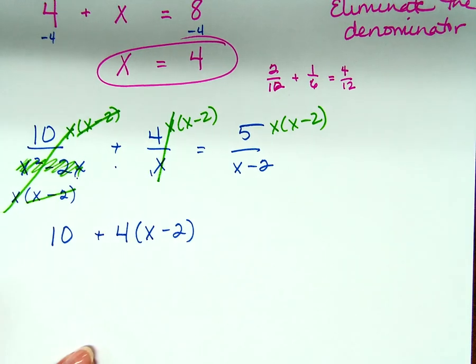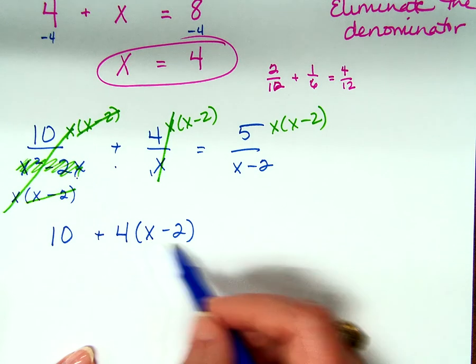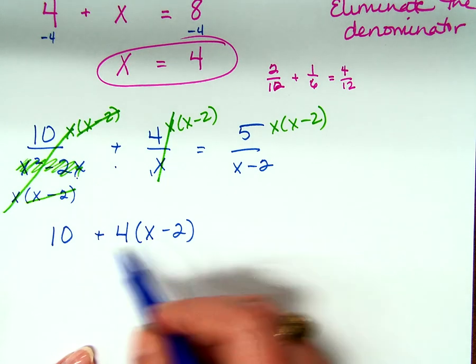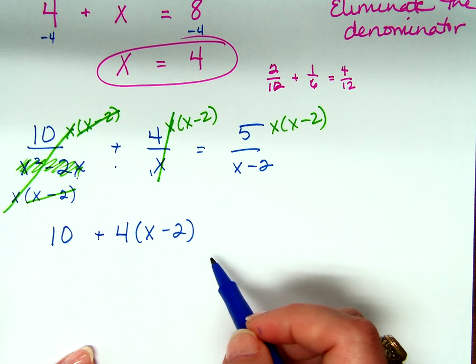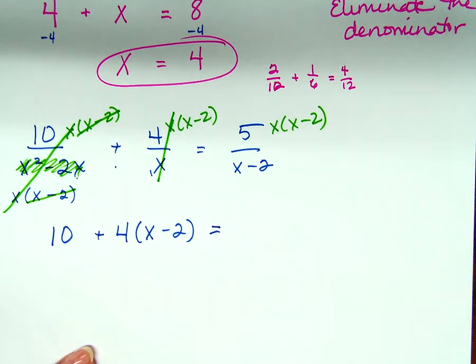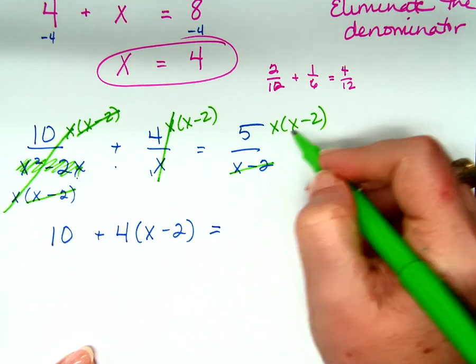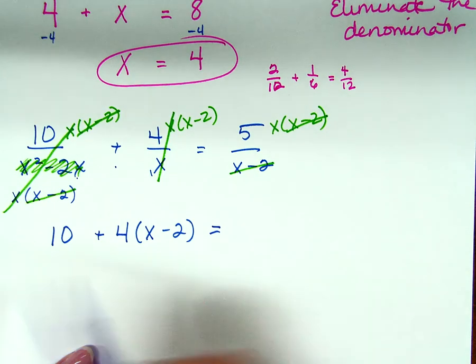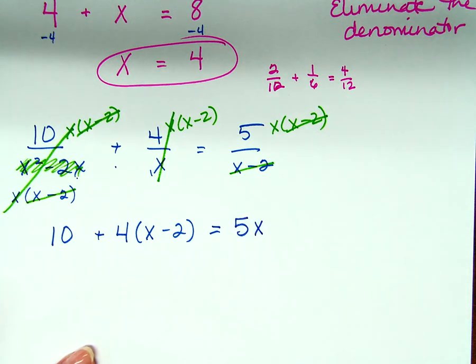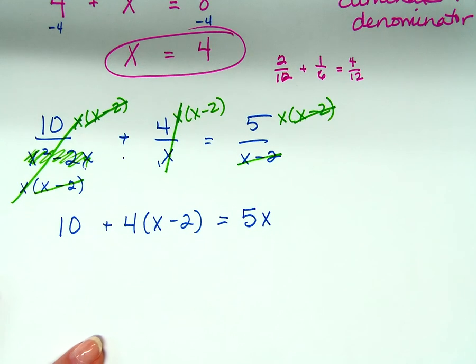And remember I told you I'm not skipping steps. This is a step that some of you can skip if you want. You can go ahead and multiply this out in that step. I'm just not going to today. Okay? And then what happens here? x minus 2 simplifies to 1. And what are we left with? 5x, right? Okay. So what do I do now?